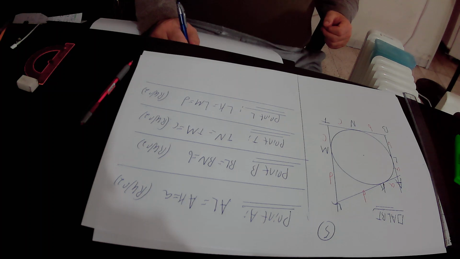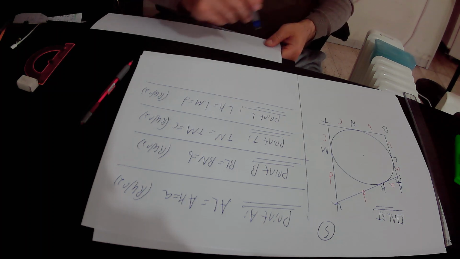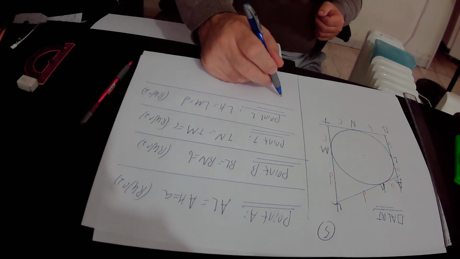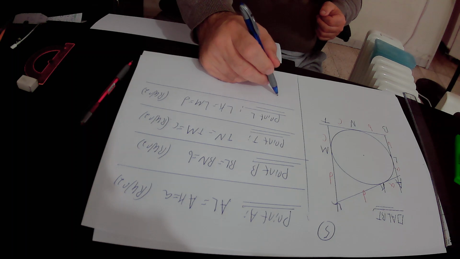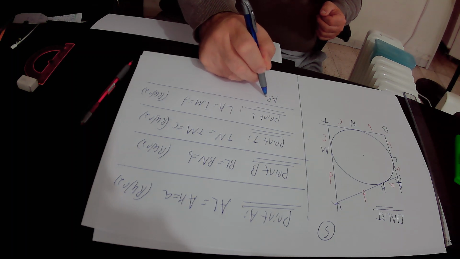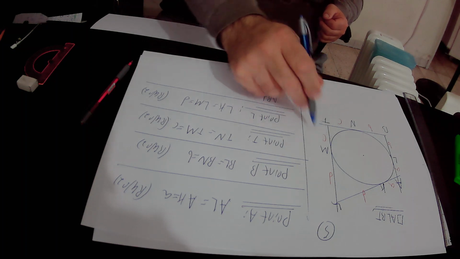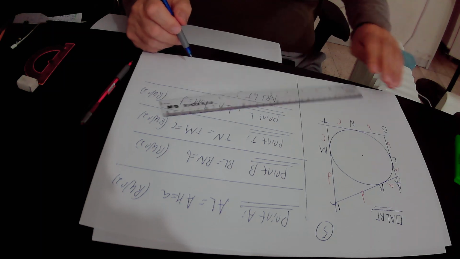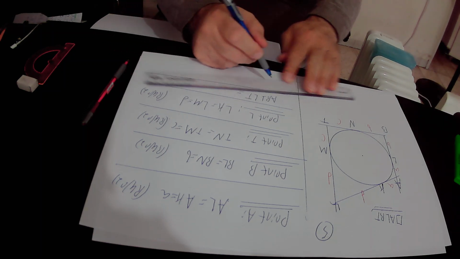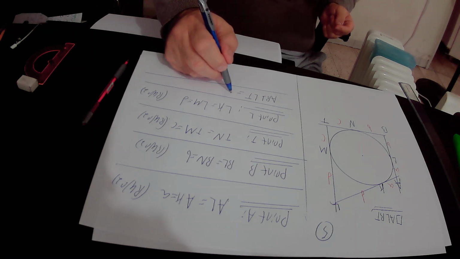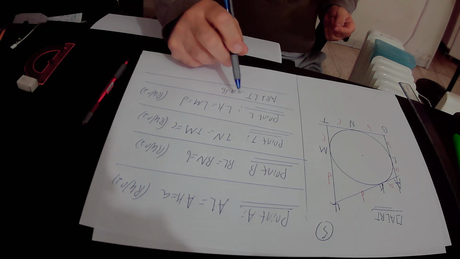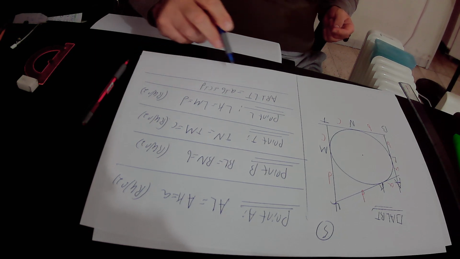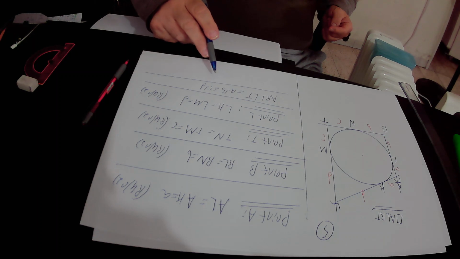In the next step, we will add side AB to side LT. So we have side AB plus side LT. AB equals A plus B, and LT equals C plus D. So in total, AB plus LT equals A plus B plus C plus D.